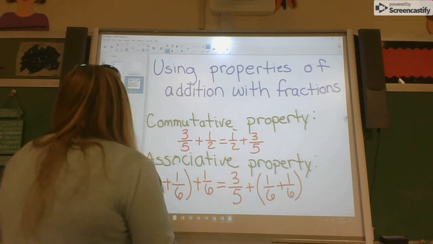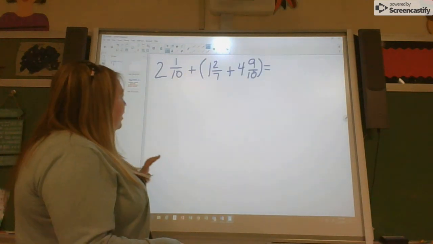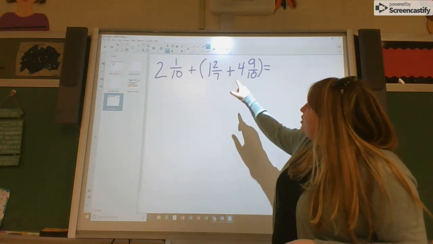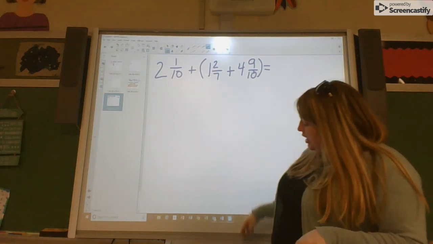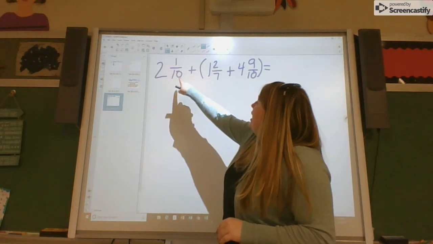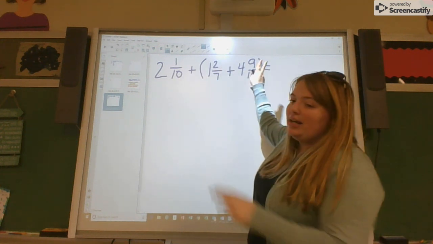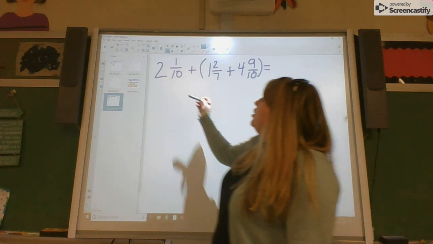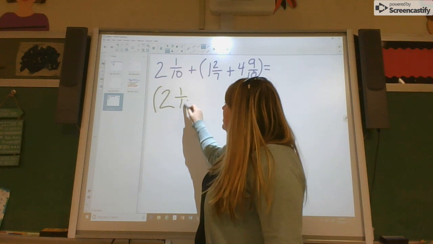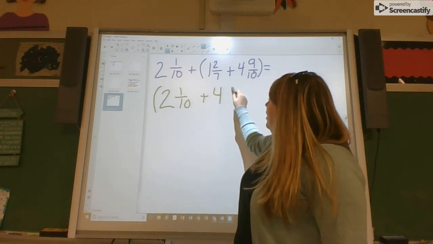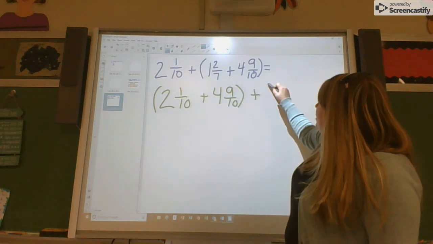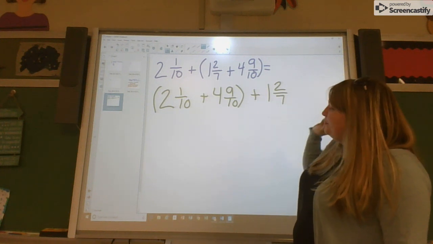So I have an example. I have 2/10 plus, parentheses, 1 and 2/7 plus 4 and 9/10. To make this easier on myself, I want to rearrange my numbers so that I can put my 1/10 and my 9/10 together because they have a common denominator. So I'm going to write this, parentheses, 2 and 1/10 plus 4 and 9/10, close parentheses, plus 1 and 2/7.